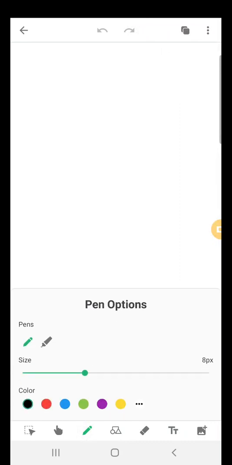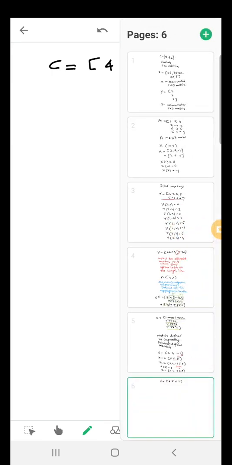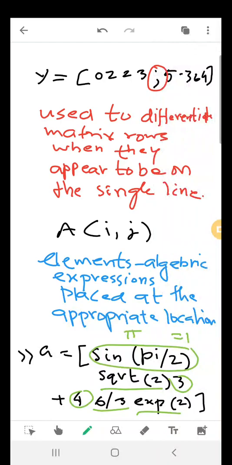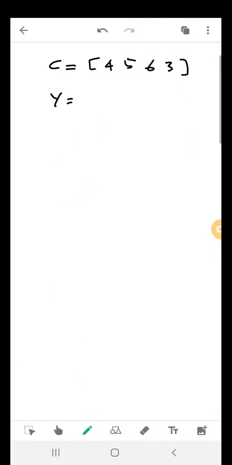Now let's see if we have a matrix again, say C is equal to 4, 5, 6, 3, and we previously defined the matrix Y as this one. This was the matrix 0, 2, 2, 3, 5, minus 3, 6, 4. Write it again: Y is 0, 2, 2, 3, semicolon, 5, minus 3, 6, 4.